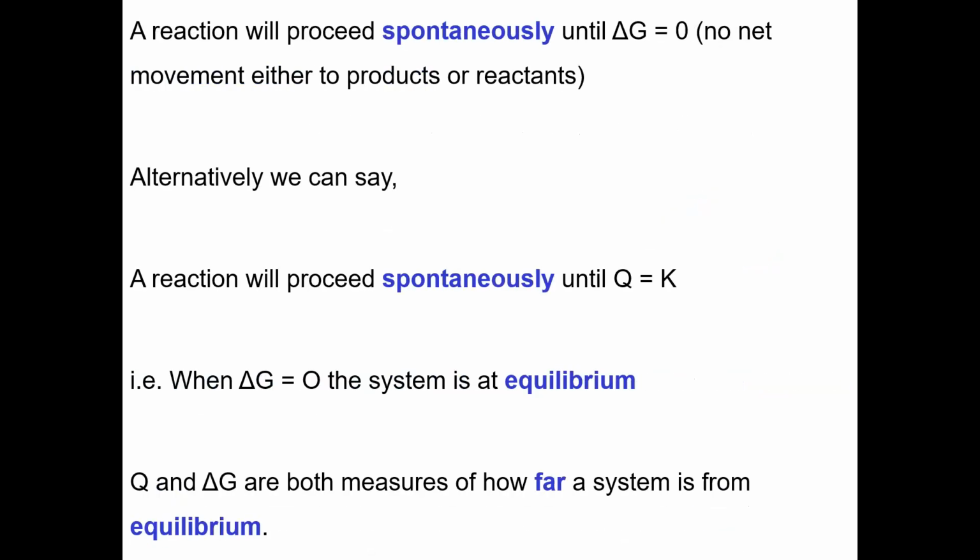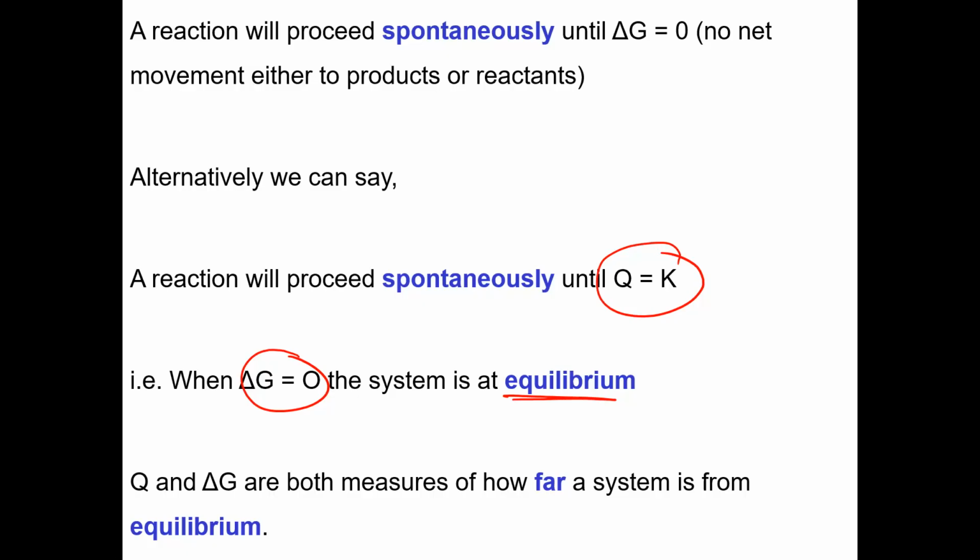So a reaction will proceed spontaneously until delta G equals 0. At that point, there is no net movement towards either reactants or products. That is, the system will be at equilibrium. So an alternative way of stating this is that a reaction will proceed spontaneously until Q equals K. That is, when delta G equals 0, the system is at equilibrium and Q equals K.